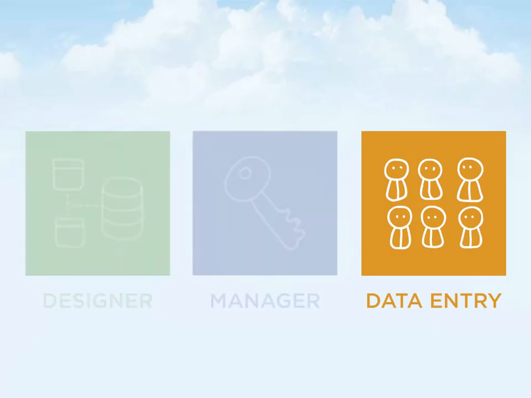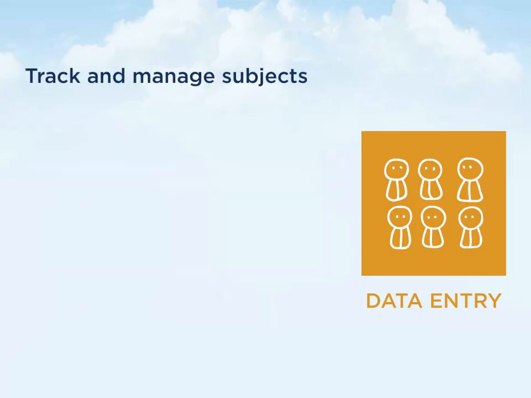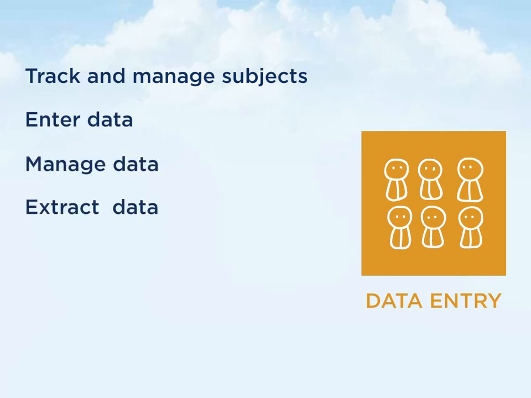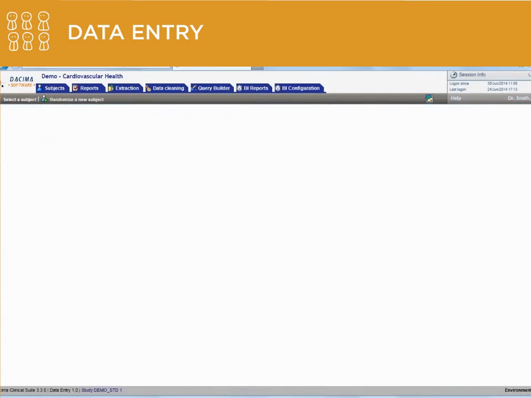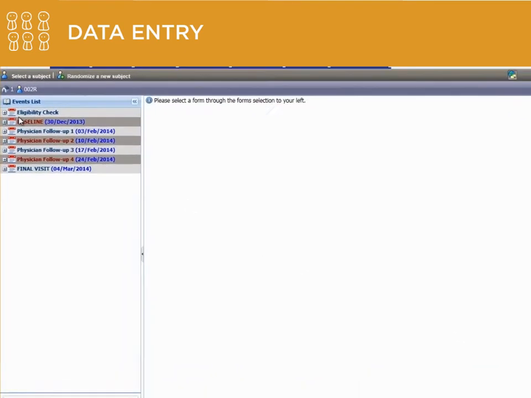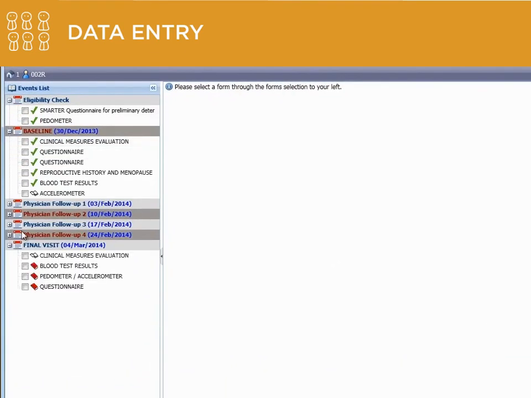The Dacima Data Entry module allows you to track and manage your subjects, enter data, manage data, extract data for analysis, generate reports, and more. The Subject Selection screen displays important summary information to help you manage your subjects, including status tracking, inclusion dates, and outstanding data queries. To access a subject's data entry forms, simply select the subject from the Subject Selection list, and then select a form from the Form Selection list.